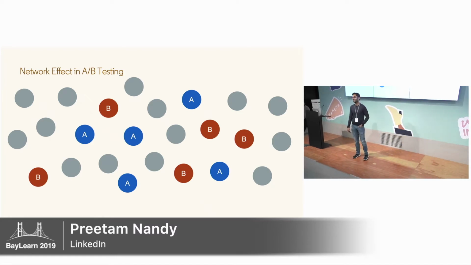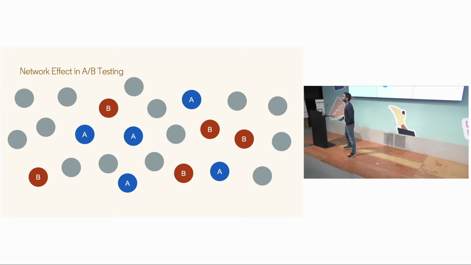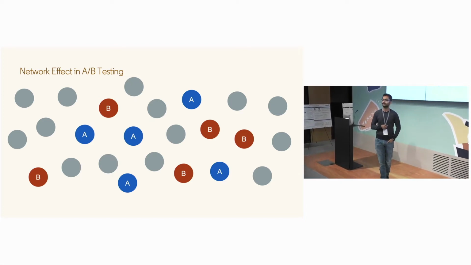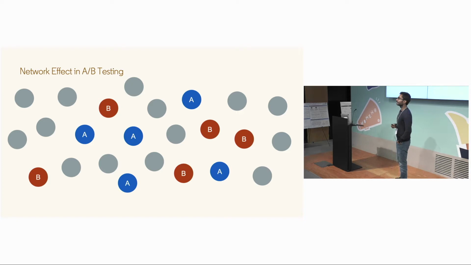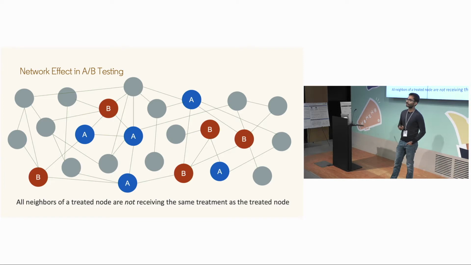I'm Preetam from LinkedIn, and today I'm going to talk about A/B testing. A/B testing is probably the most reliable method for testing a new method, a new technology, or a new drug. The design of A/B testing is straightforward. You start with a population, then you select a group of people randomly and assign them treatment A. Then you select another group of people randomly and assign them treatment B. This works perfectly unless the members are connected by a network through which they can share information.